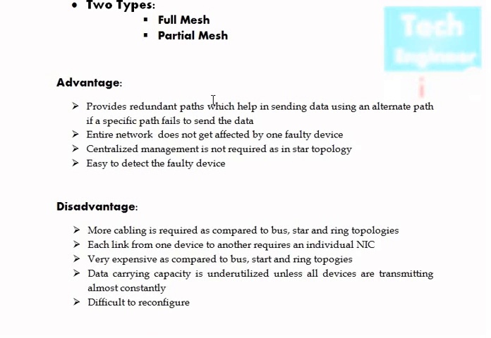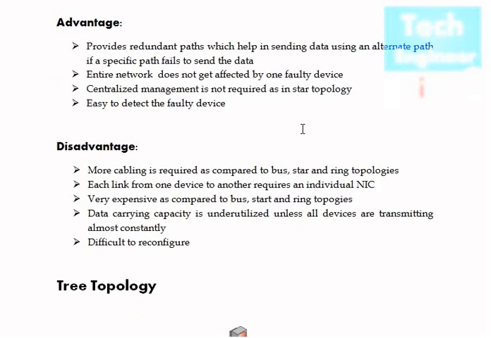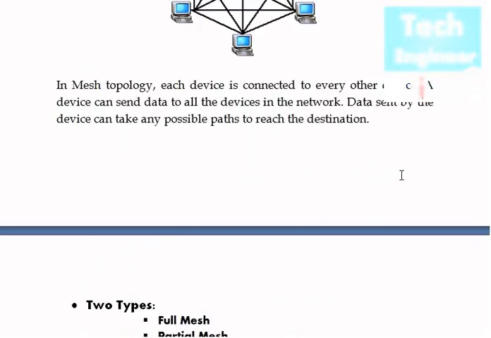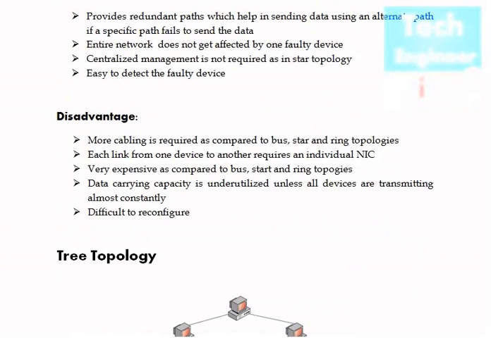Disadvantages: more cabling is required as compared to bus, star, and ring topology. Each link from one device to another device requires an individual NIC. It means we require 4 NICs, which is again a costly matter. Very expensive compared to bus, star, and ring topology.